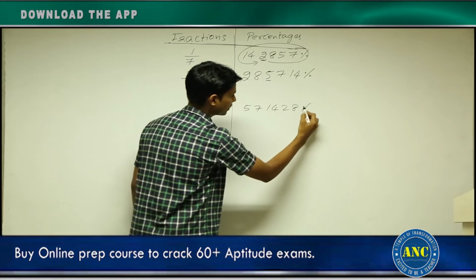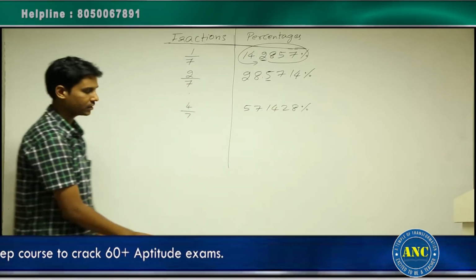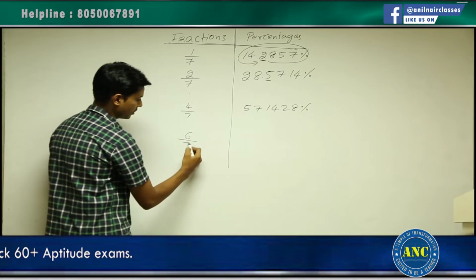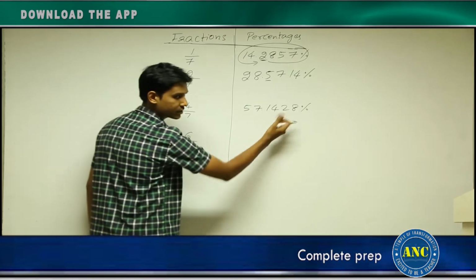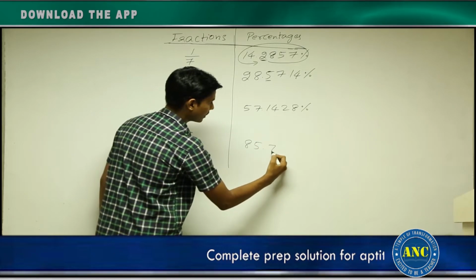571428. After 2 places, keep a decimal point. Understanding? Suppose I want 6 by 7. 60 by 7. 7 8s are 56. It will go 8 times. Where is 8 here? Start from 8. 85.7142%.